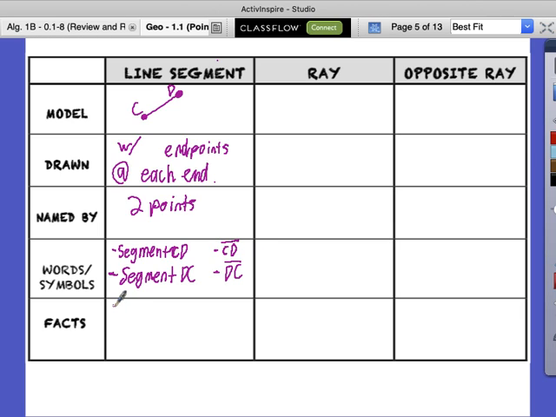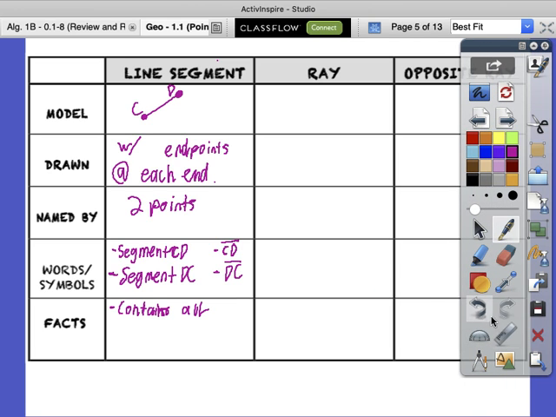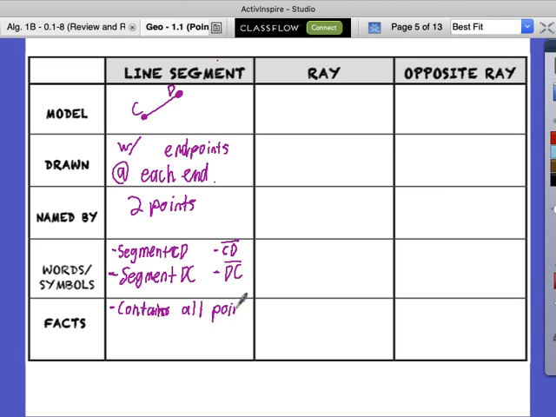So a fact about this one is a line segment contains all points between its endpoints. It contains all the points between the endpoints.